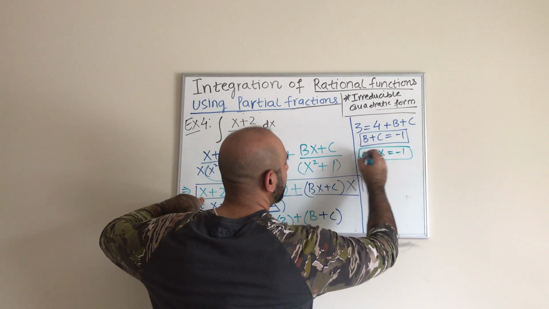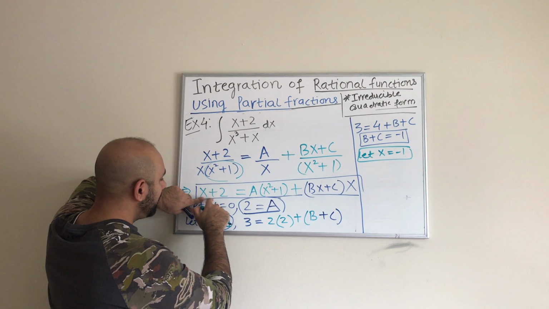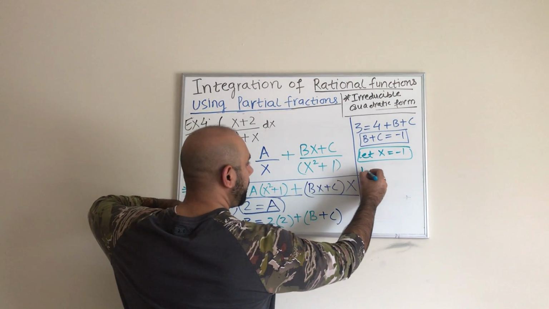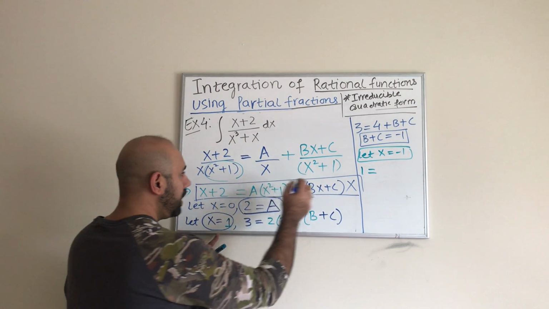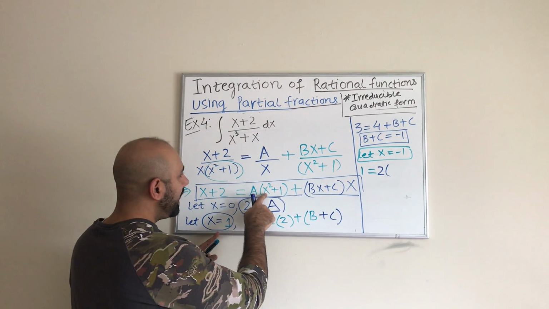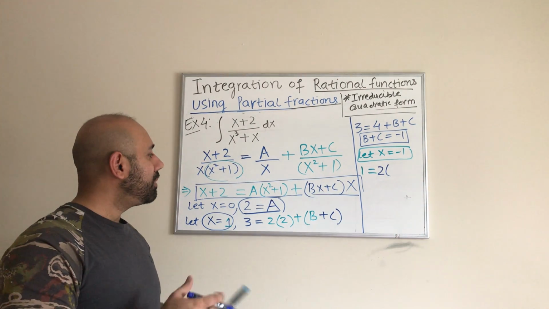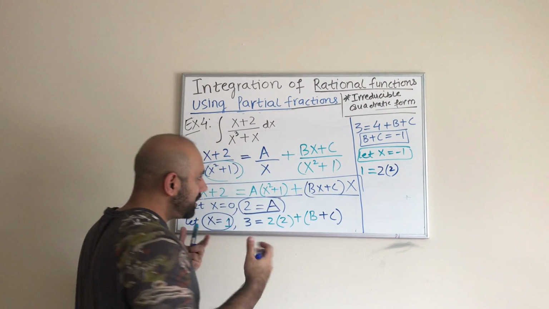So if I let x equal -1, then let us see what it simplifies to. So it's -1 plus 2, which is +1, equals, I already have the value for A, which is 2. I got to put that 2. Then inside the parentheses, I have to do -1 squared plus 1. -1 squared is still going to be +1. +1 plus 1 is +2.